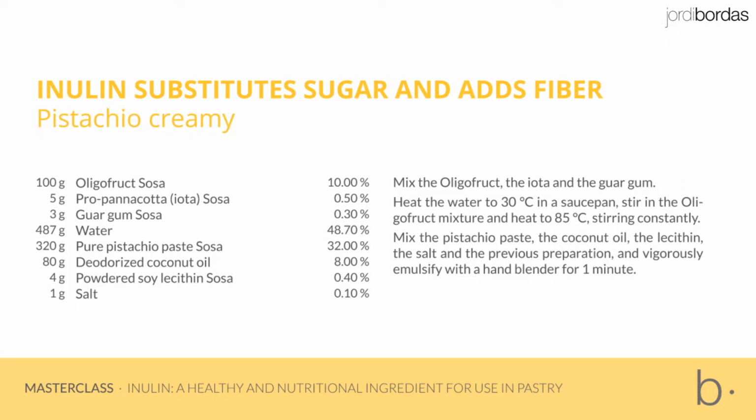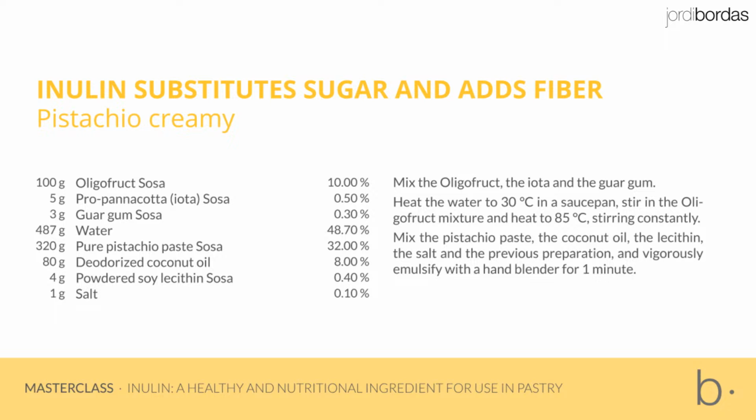The second example will be pistachio creamy, and here we are using inulin in order to substitute sugar and add fiber. No, here we are using oligofructose. The oligofructose is really interesting, as I mentioned, because we are adding fibers in the recipes, but in that case keeping a little bit of the sweetness. Here we have like 10% of oligofructose, which, with a sweetness of more or less 0.4, 0.5, is going to give us between 4-5 sweetness points in the final recipe.